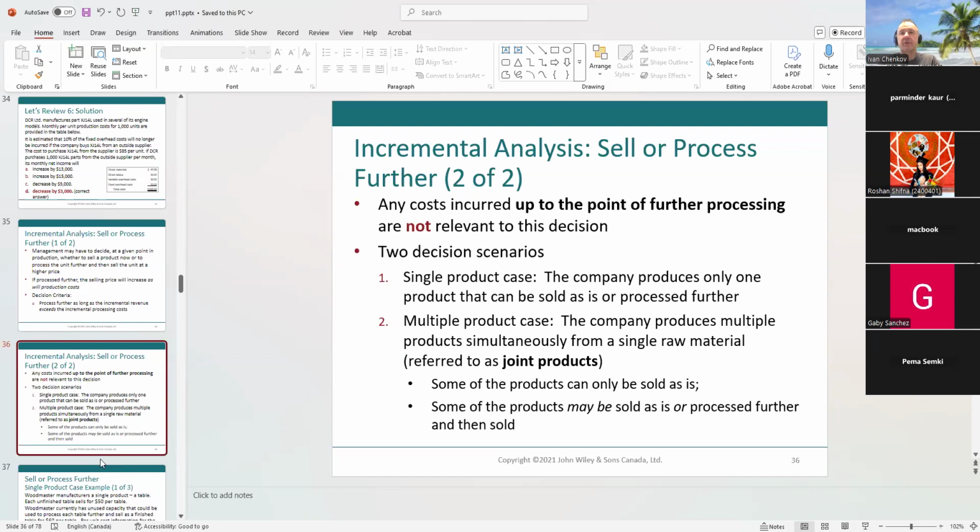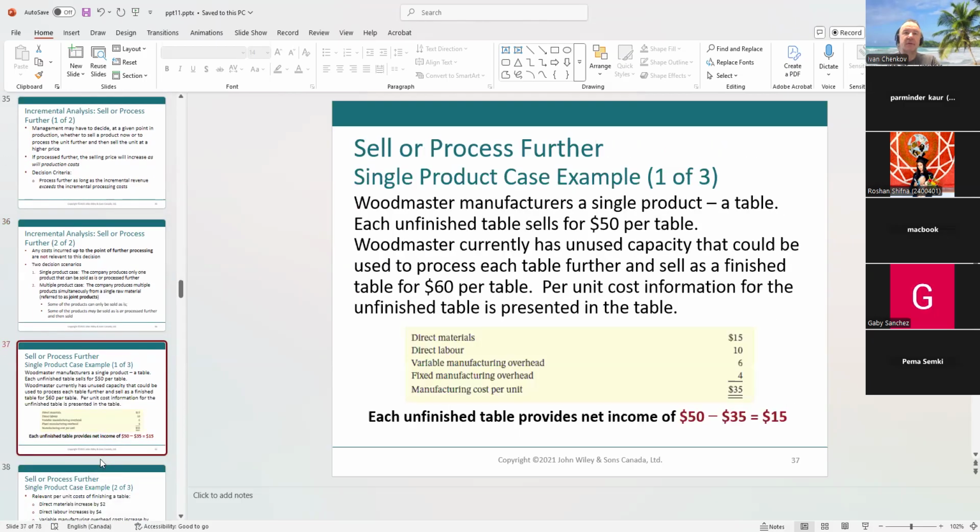There are two decision scenarios here. Single product case: the company produces only one product that can be sold or processed further. Or the second scenario, multiple products, when the company produces multiple products from a single material; those are joint products, and some of the products can only be sold as they are, and some may be sold or processed further and then sold. So that's what we're gonna chase here. Let's see the first one.